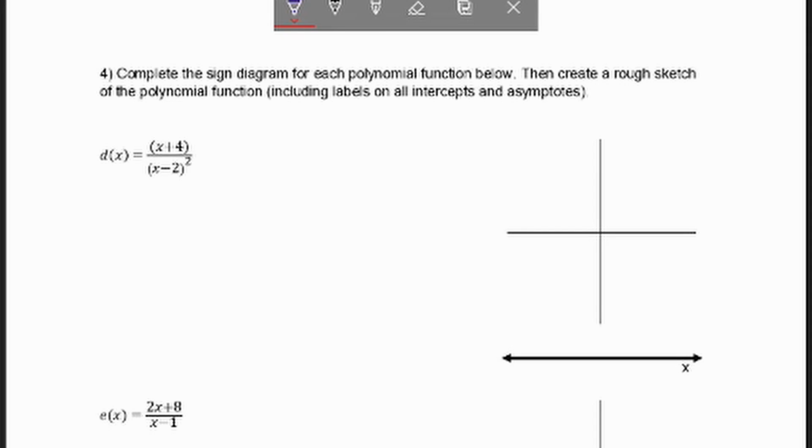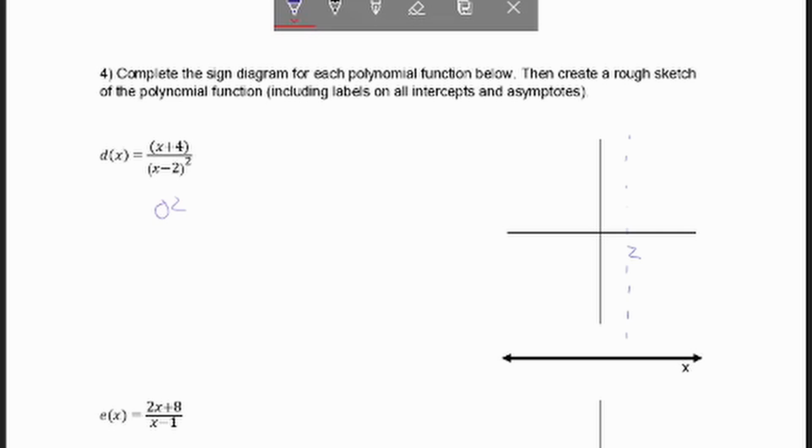If we plug in a positive 2 here for x minus 2, that would make it 2 minus 2, which would make this 0 squared in the denominator, which ultimately means that we're going to have an asymptote at x equals 2. So we're just going to notate that here, that this is 2, and there's going to be an asymptote, meaning that the function is not able to exist there.